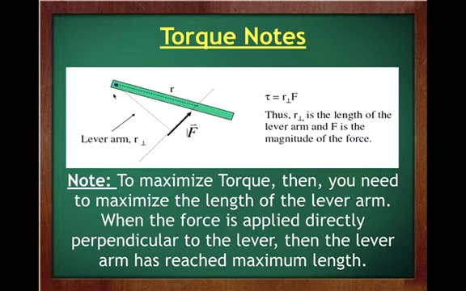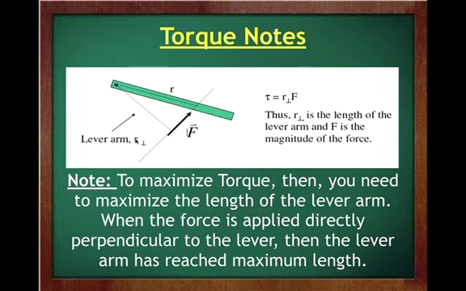So this would be a good little visual here. Let's assume this is a wrench, and you're attaching it to a lug nut on a tire, and you're wanting to rotate it. So you're applying this force in this direction here. This might be the length of the wrench, but that's not necessarily the length of the lever arm.